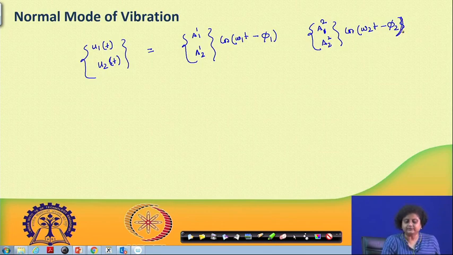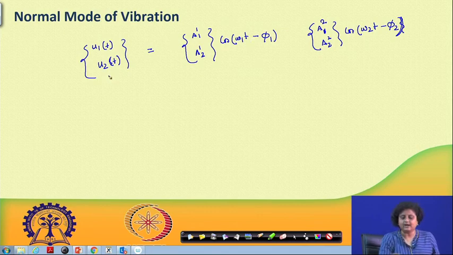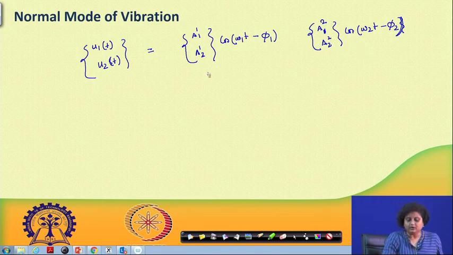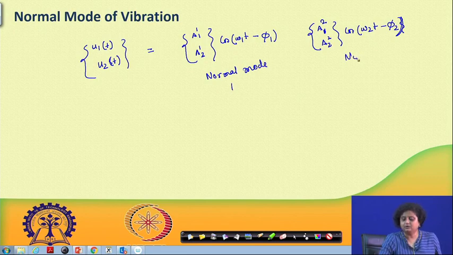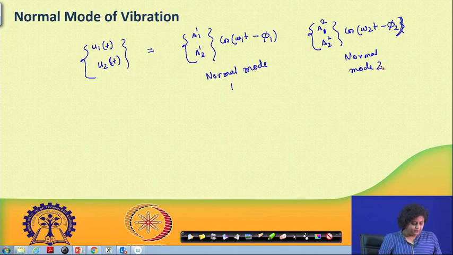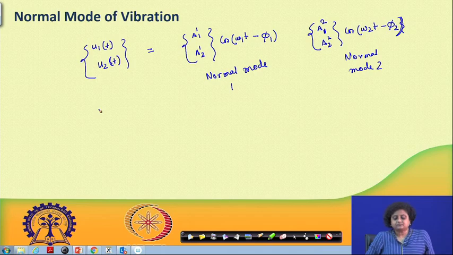So, this is one possible solution of u1 and u2, and this is another possible solution of u1 and u2. So, this is called the normal mode 1 solution, and this is called the normal mode 2 solution. Okay. Now let us see what is happening physically.